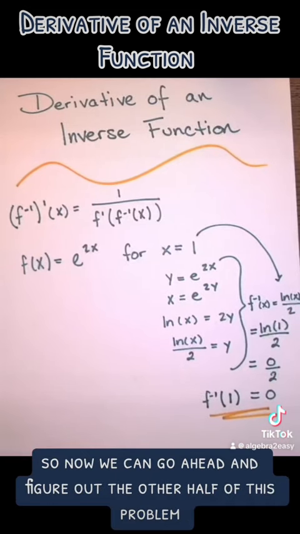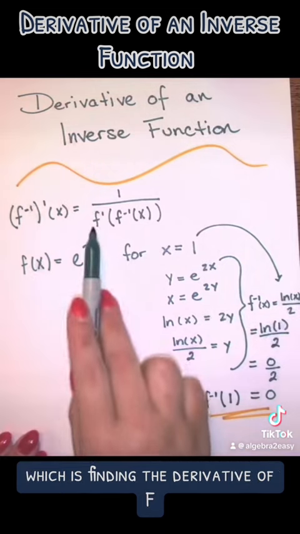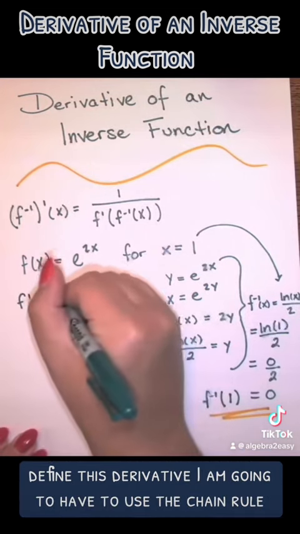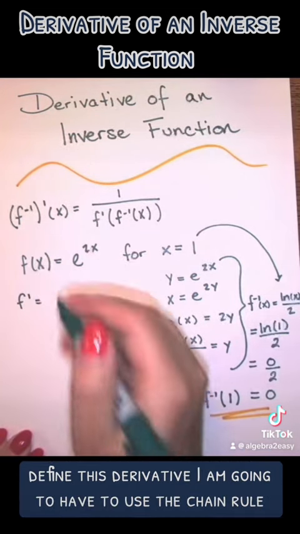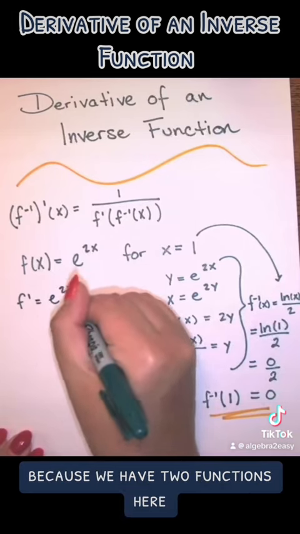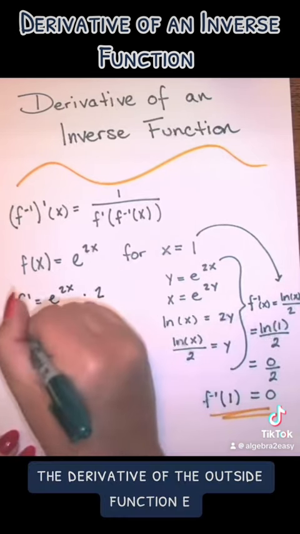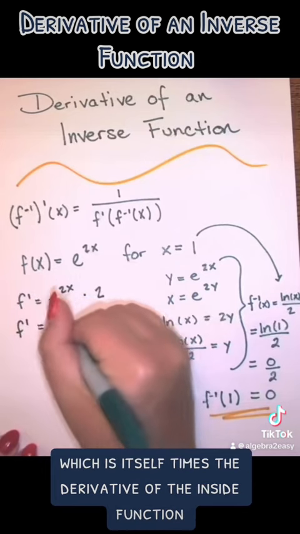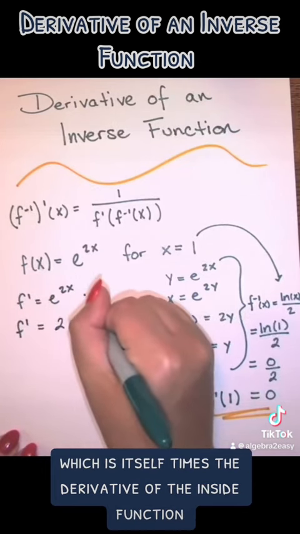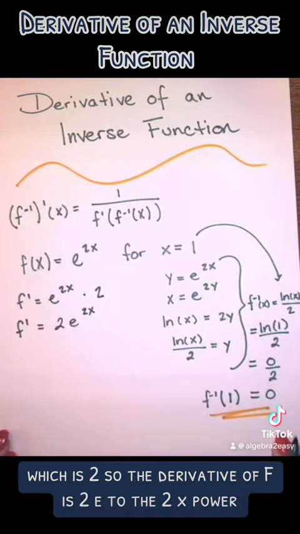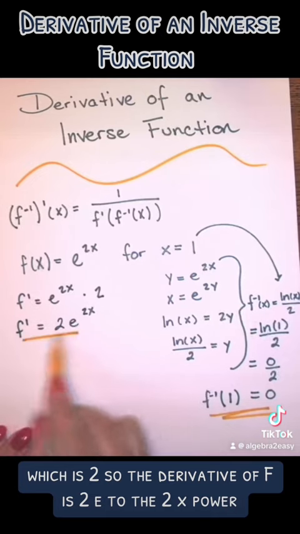So now we can go ahead and figure out the other half of this problem, which is finding the derivative of f. To find this derivative, I am going to have to use the chain rule because we have two functions here. So e to the 2x, so the derivative of the outside function e, which is itself, times the derivative of the inside function, which is 2. So the derivative of f is 2e to the 2x power.